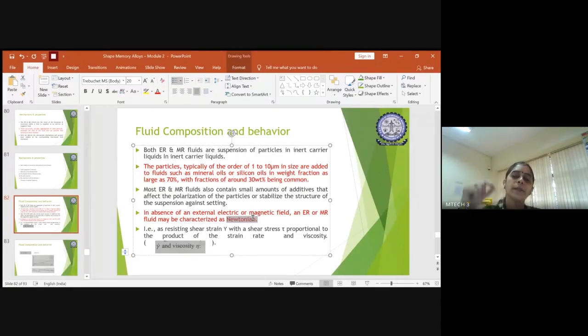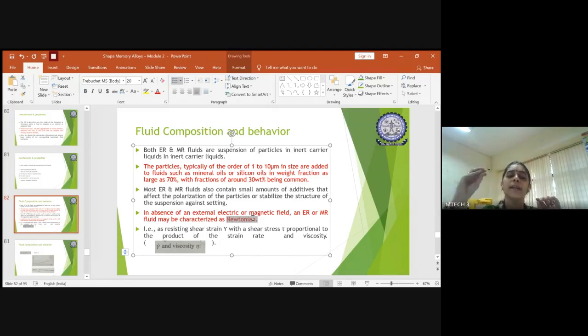It helps in improving the viscosity of that particular liquid. So one more major concept you have to understand here is that whenever there is no external electric or magnetic field, the ER or MR fluid will act as a Newtonian fluid. But when you have an electric or magnetic field in the fluid, then it behaves as a non-Newtonian fluid.